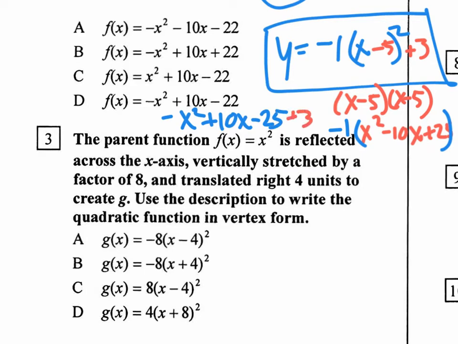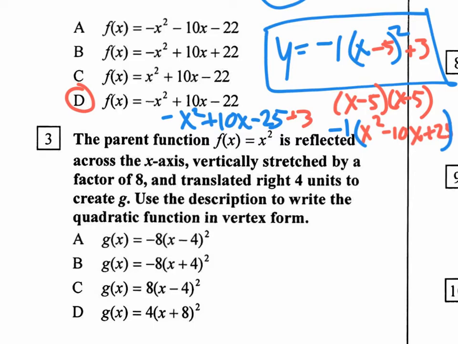And then we'll be able to see which is our correct answer, which is, which one? B? No. D. Definitely not B, because it's supposed to be a minus 22. So it's D. Cool?